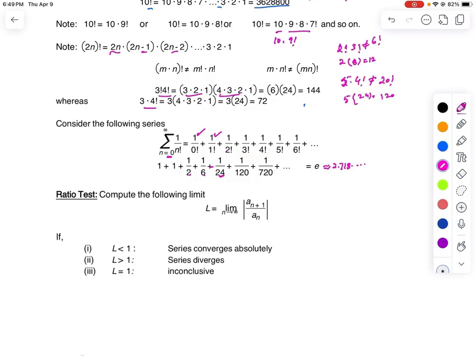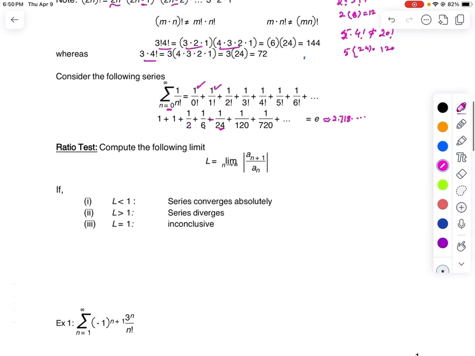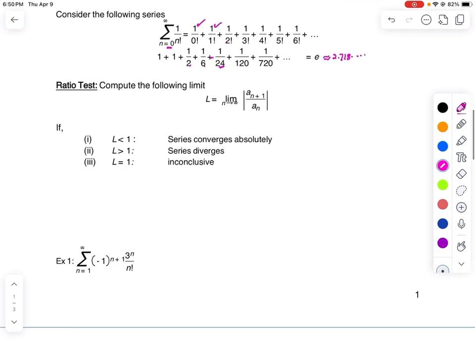Now if the limit is L, and if L is less than 1, we say the series converges absolutely. If L is greater than 1, the series diverges. And if L is equal to 1, the test is inconclusive. You have to use some other test. The ratio test won't work. So let's look at the example.